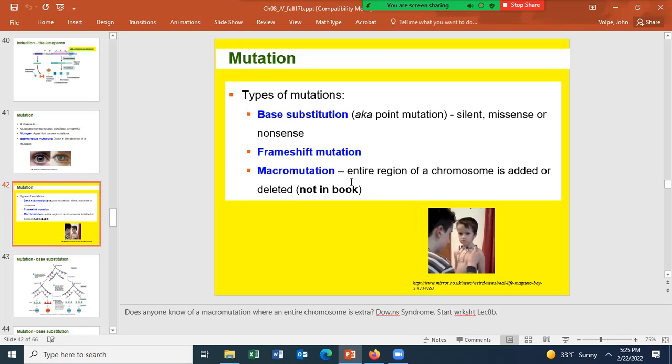And let me warn you that a macro mutation is not discussed in the book, but it is a mutation, so I want to discuss it. It's where the whole region of DNA is changed. And actually, you know of a macromutation. Down syndrome is where a child is born with an entire extra chromosome. They have 3 copies, I think it's chromosome 21, and that's a macromutation.